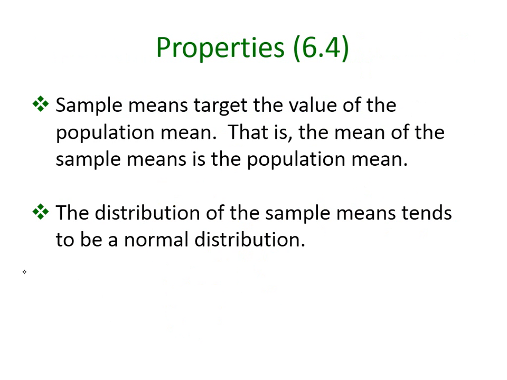Well, what we can say about these then, there's some properties that come from these sampling distributions. The sample means target the value of the population mean. That is, the mean of the sample means is the population mean. You're going to hear that one a lot, so I'm trying to figure out what in the world I just said. The sample means target the value of the population mean. That is, the mean of the sample means is the population mean.